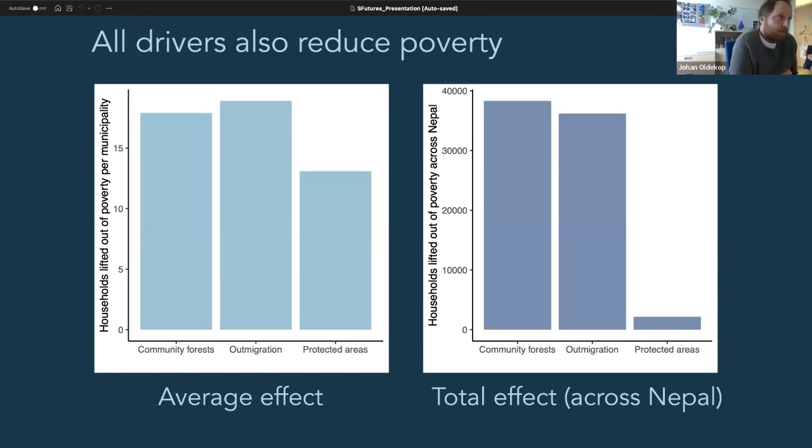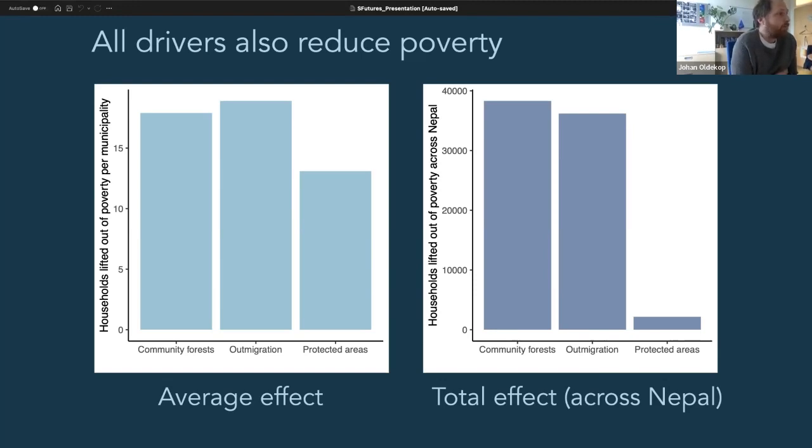Now, one of the things that we can also start to do with these data is to look at how some of these policies and socioeconomic drivers interact with each other. What we've done here is to look at relative and absolute effects, but we can also start to look at some of these interactions. And here, I think, outmigration essentially acts as a context within which protected areas and community forests operate.